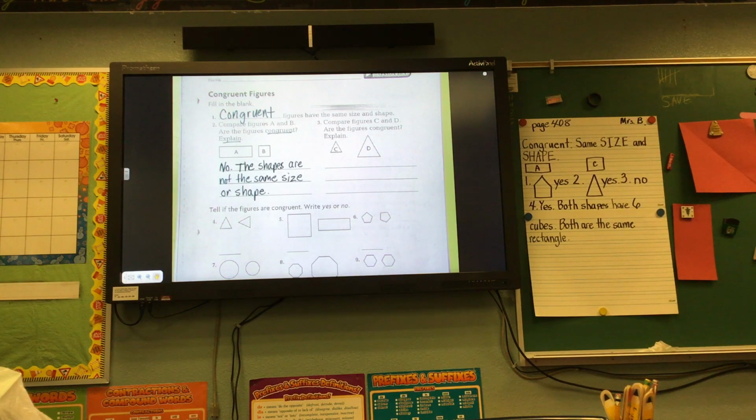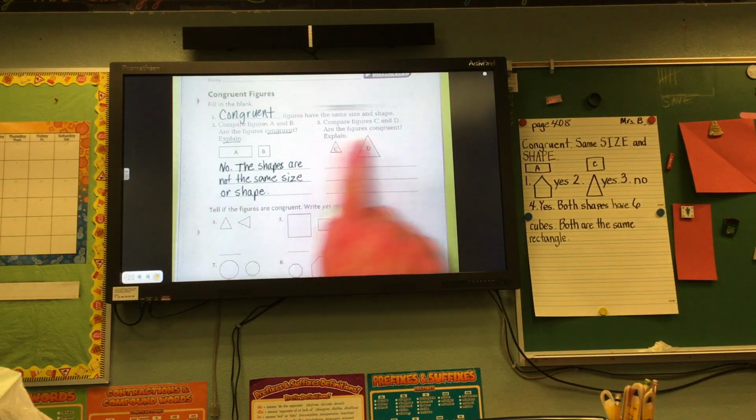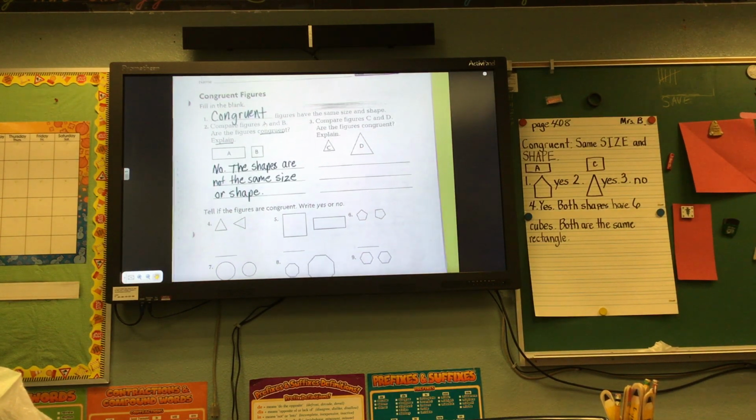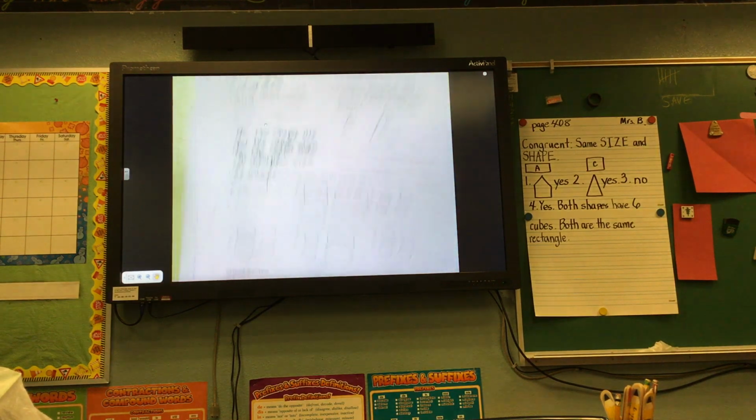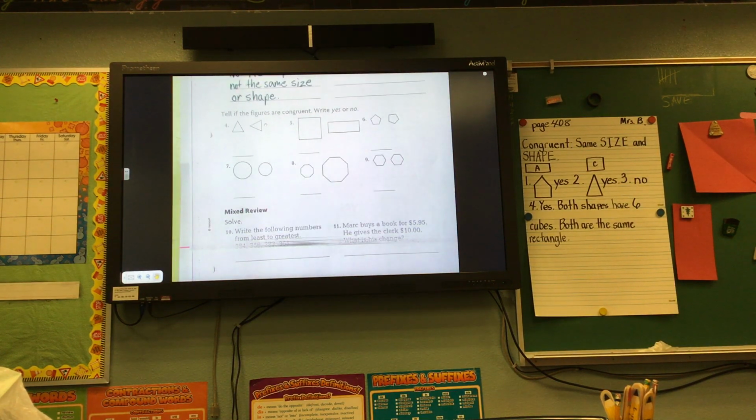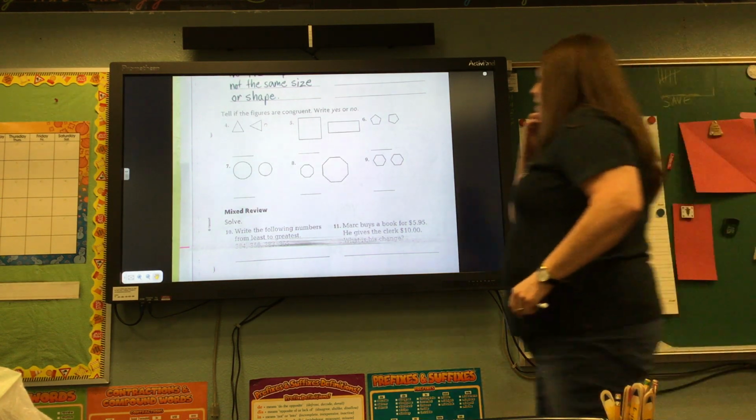Now be careful with number 3. Be careful here. It's asking the same things. Are the figures congruent? Explain, yes or no, and I want to know why it is or is not congruent. Now, I think you guys can probably do 4, 5, 6, 7, 8, and 9 on your own. And let's take a look at number 10 and 11 down here just to talk about.